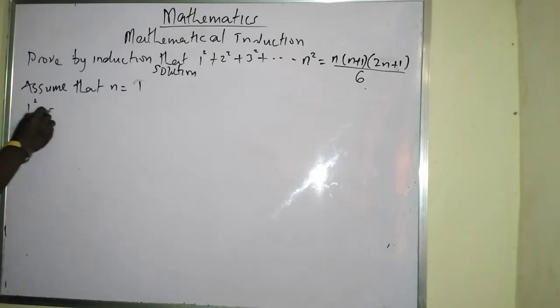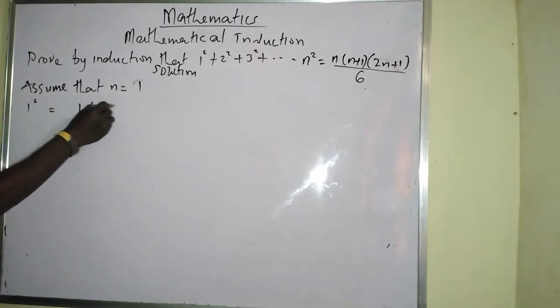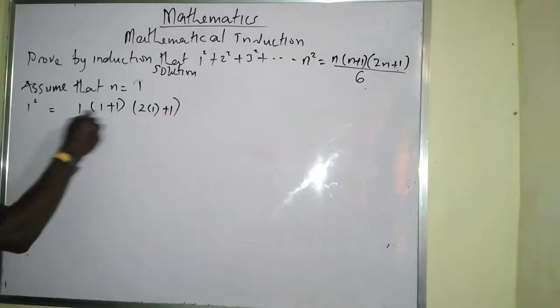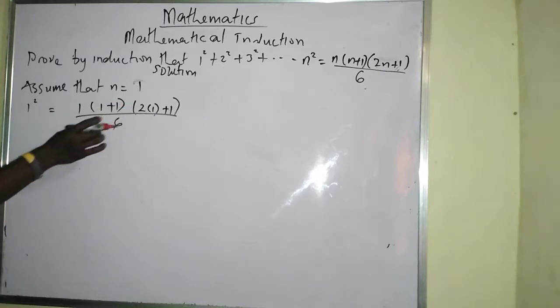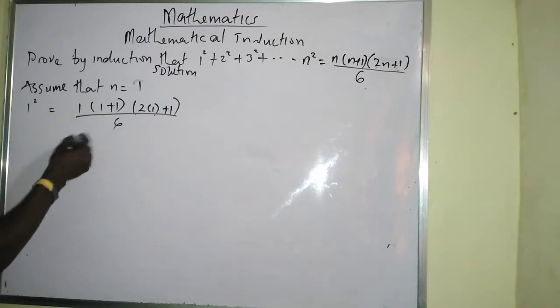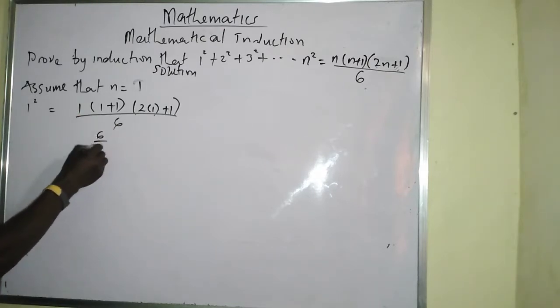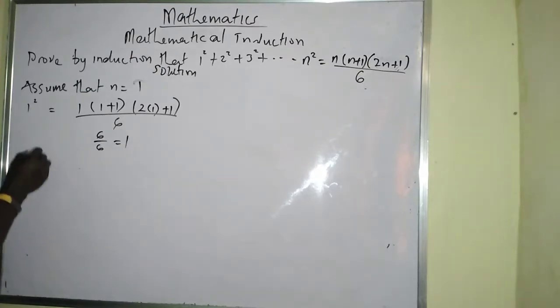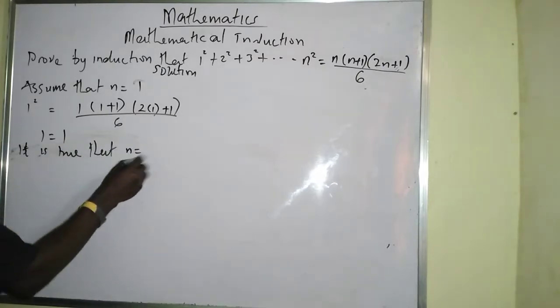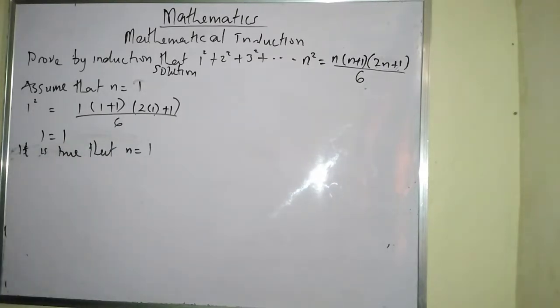When I assume N equals 1, I will have 1 squared equals 1 bracket of 1 plus 1 bracket of 2 times 1 plus 1, divided by 6. This one will be 2, this one will be 3, which gives 6 all over 6, which equals 1. So 1 equals 1. It is true that N equals 1. Let me move on so that we will be able to see very well.